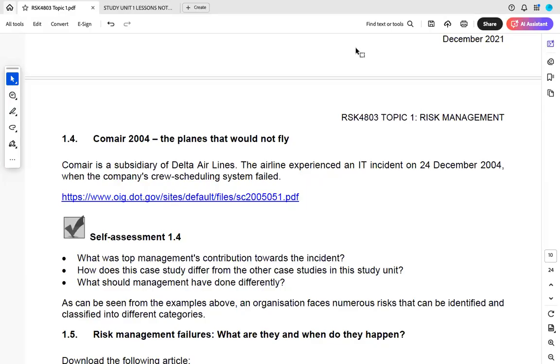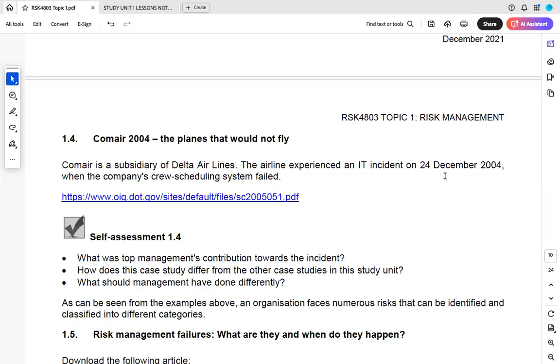So what actually happened with the Comair disaster? It happened in 2004, and it was a major operational failure, which happened because of a failure in the crew scheduling system of the company. It led to a cancellation of almost all Comair flights, and it happened around 24 December, which is during the festive season, and it was really significant, right?